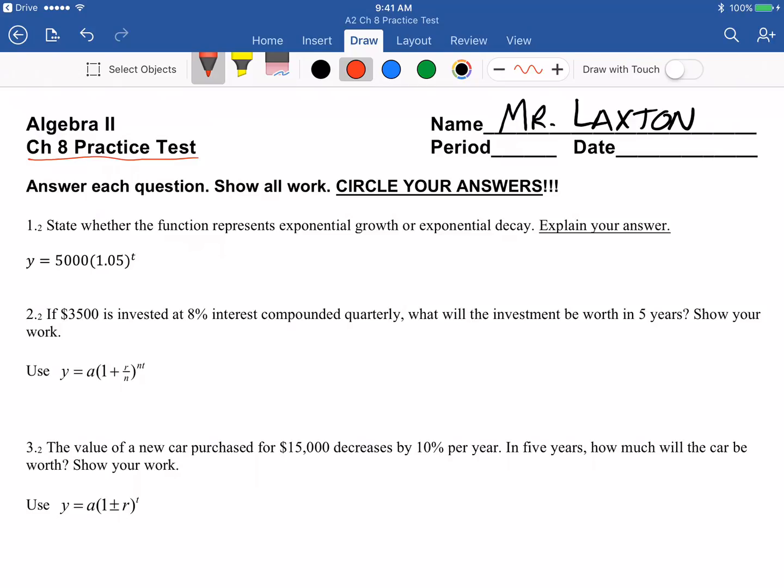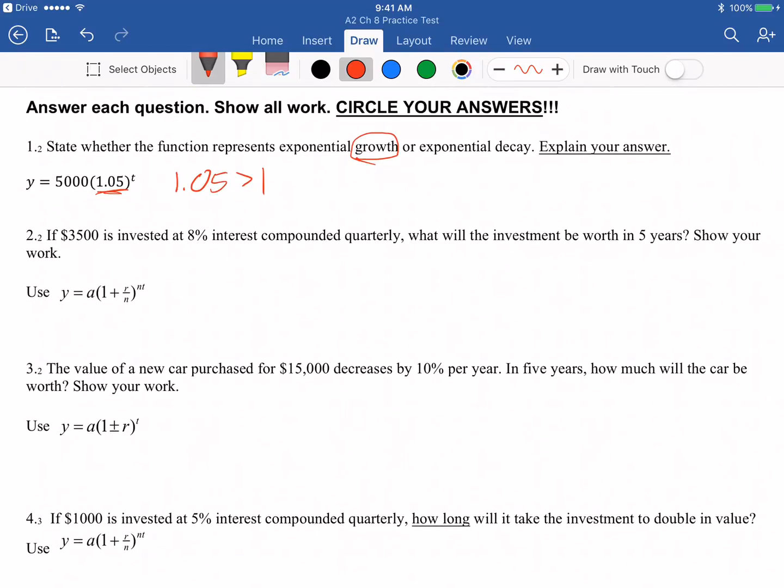Alright, this first one asks us whether we have exponential growth or decay. So here's where we look at this b value and see if that's greater than 1 or less than 1. So we see that 1.5 is greater than 1, so that means that we have exponential growth here. Alright, so going on to number 2, we just have to plug some of these guys in.